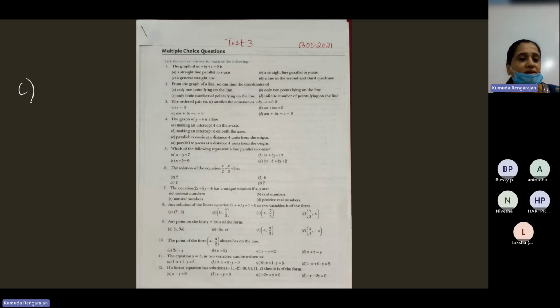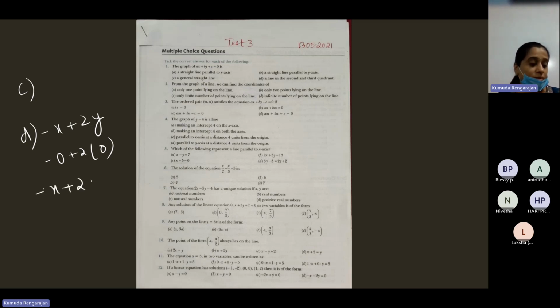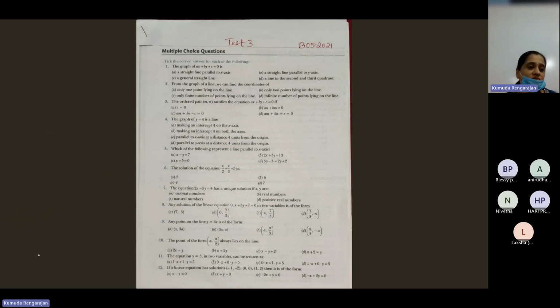Now you'll have to check with C and D. When you check with D, minus x plus 2y, just put 0 and C, minus 0 plus 2 into 0. You're getting 0. Then minus x plus 2y, use the first one, minus 1. So minus 1 plus 2 into y is minus 2. So you're not getting 0 here. The correct option is C. I tried all three for C. The correct option is C, children. For the 12th one, the correct option is C.